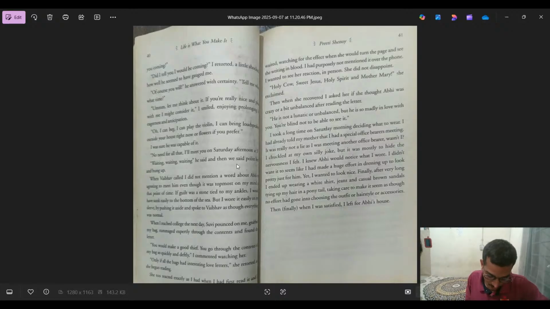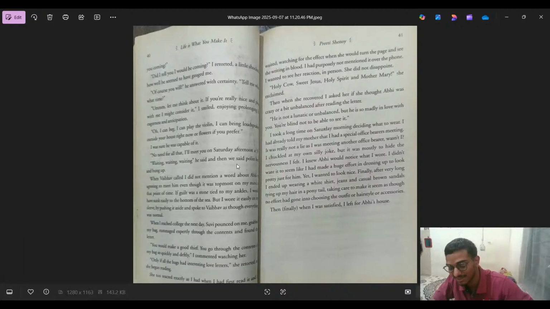She reacted exactly as I had when I first read it, and I waited, watching for the effect when she would turn the page and see the writing in blood. I had purposely not mentioned it over the phone. I wanted to see her reaction in person. She had not disappointed. Holy cow, sweet Jesus, Holy Spirit, and Mother Mary, she exclaimed.